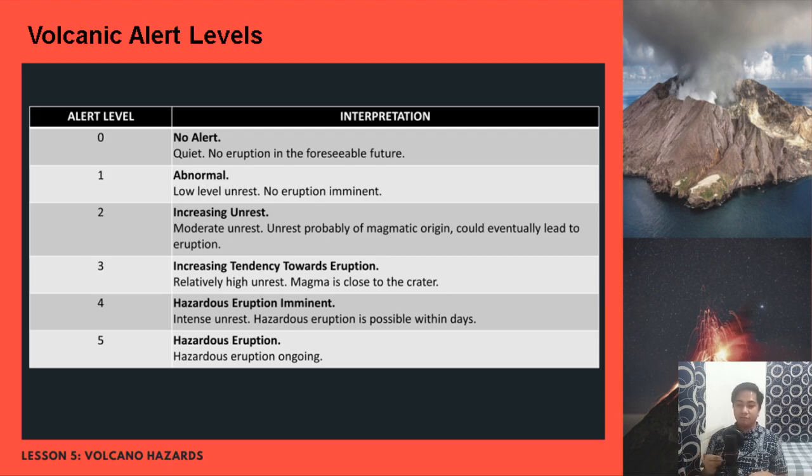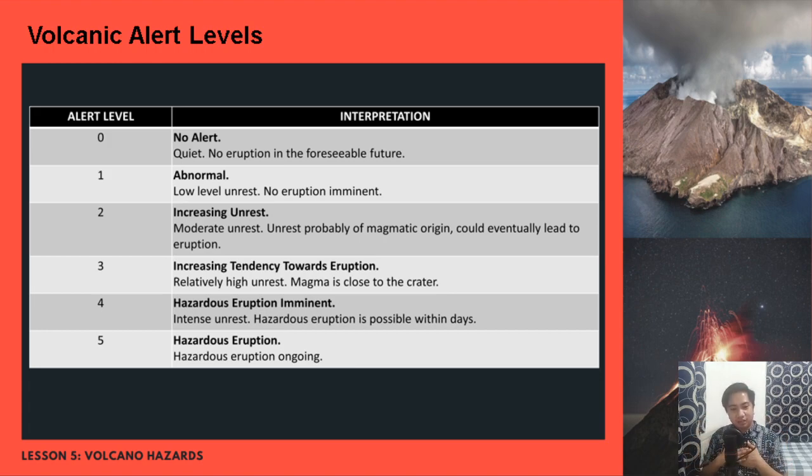Once there is already your level 1, it is called your abnormal. So low level unrest with no eruption imminent. However, there is already your low level unrest, or if you can see on the seismograph, there are already waves present or movements under your volcanic bases. Next is there is already your increasing unrest or level 2. So moderate unrest probably because of the magmatic origin. When we talk about magmatic origin, there is already a magma flow within the volcano itself. There is an increase in the pressure of magma.